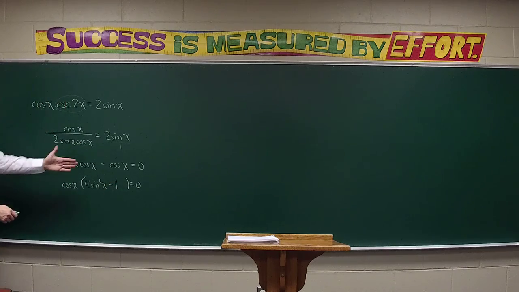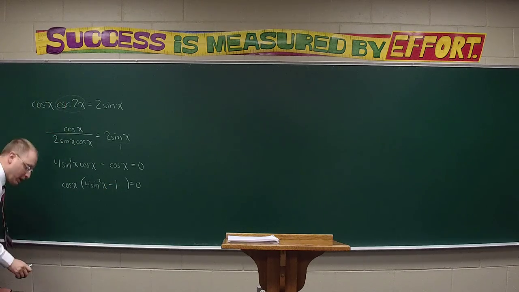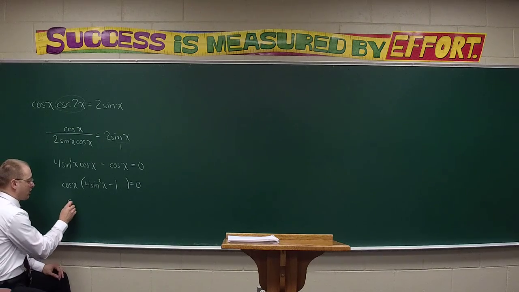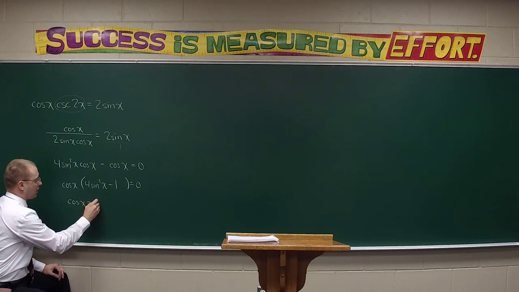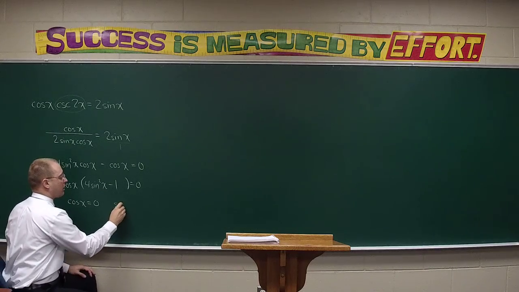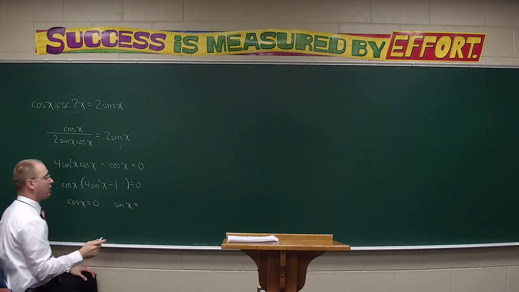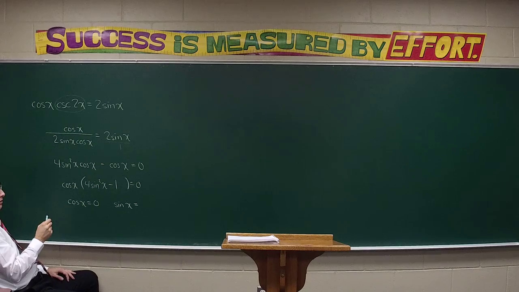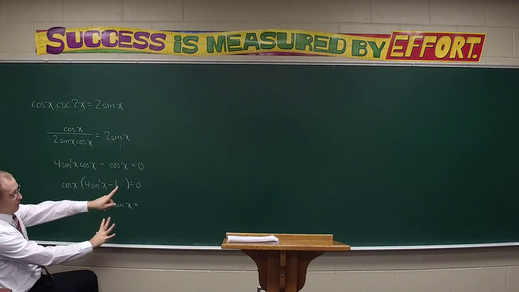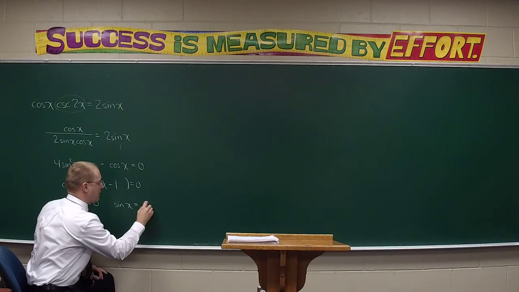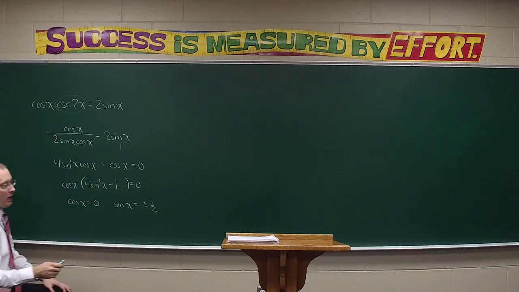And, of course, we want to set each of these equal to 0. And we end up with 2 little equations here. Cosine chi equals 0. Sine chi equals positive or negative 1 over 2. Good. You move the 1 over, divide by 4, take the square root of a fourth, that's positive or negative 1/2.